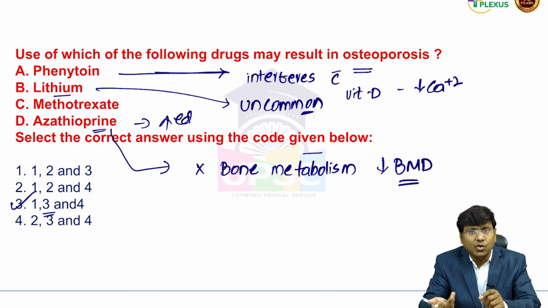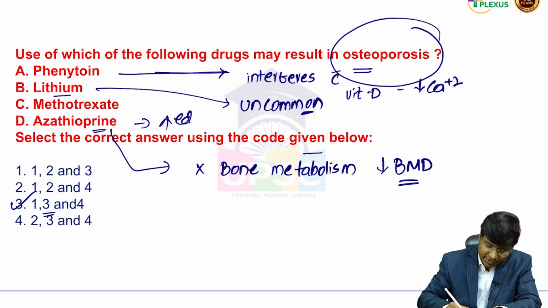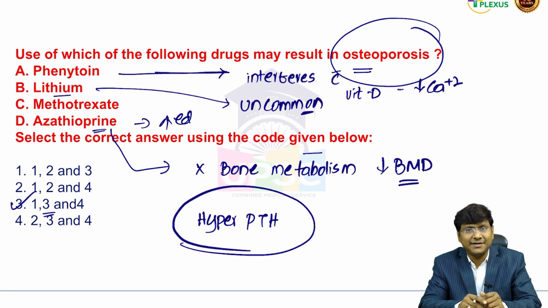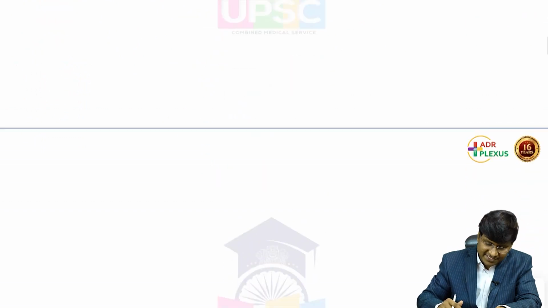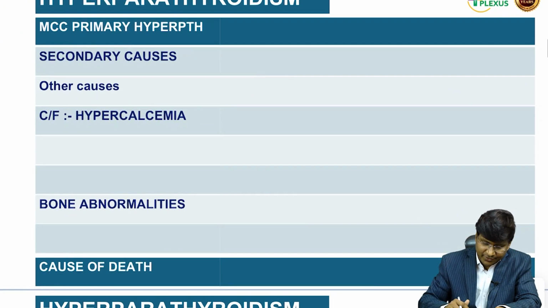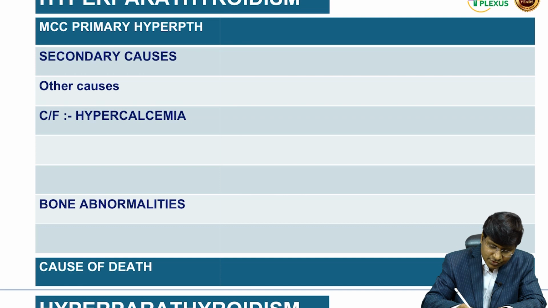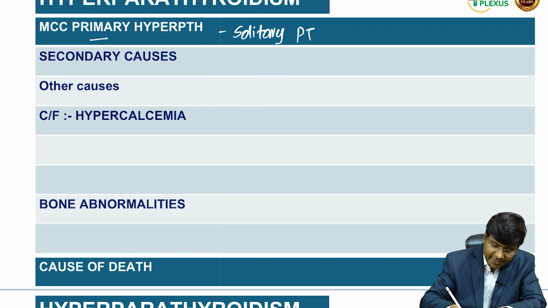And the endocrine disorder associated with osteoporosis is hyperparathyroidism. In hyperparathyroidism, there will be increased osteoclastic activity resulting in osteoporosis. Now, in a quick revision of hyperparathyroidism, the most common cause for primary hyperparathyroidism will be solitary parathyroid adenoma.